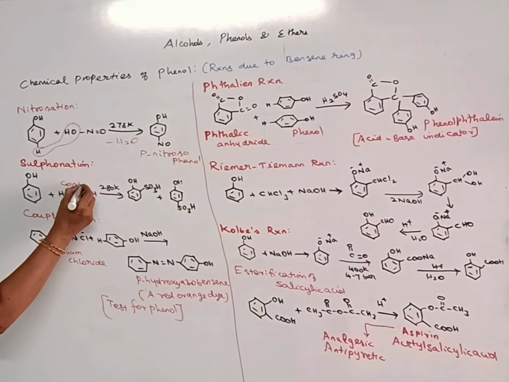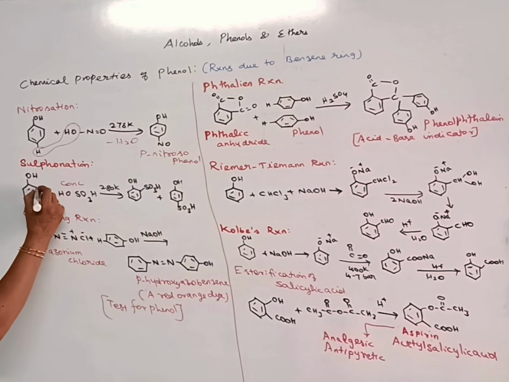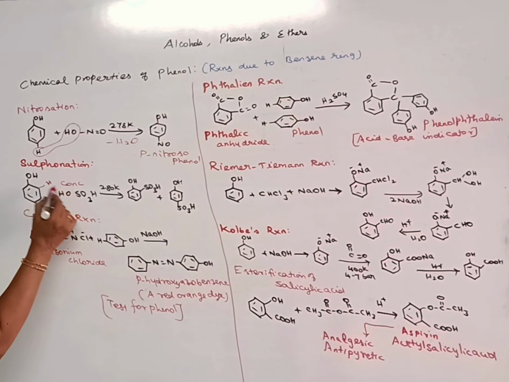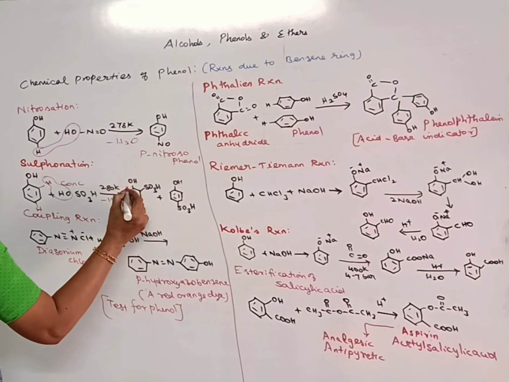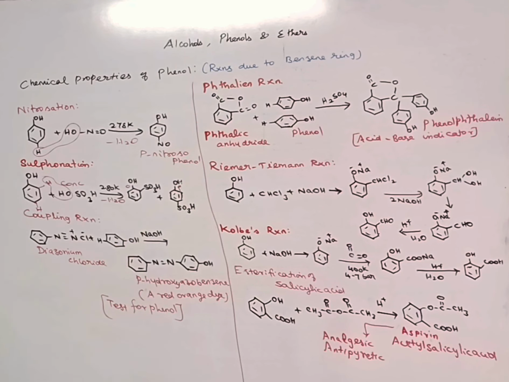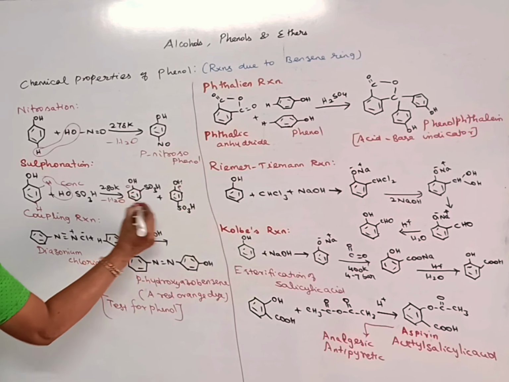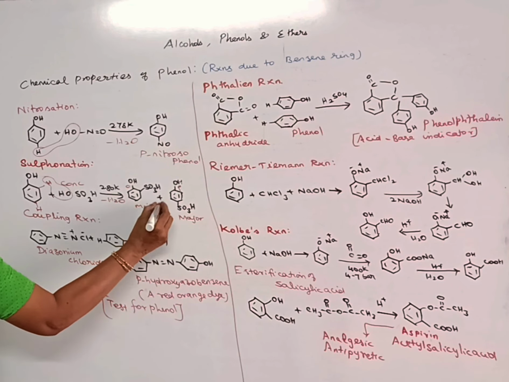Sulfonation is carried out with concentrated sulfuric acid at 280 Kelvin, which can give rise to either ortho or para hydroxy benzene sulfonic acid. So for ortho, these two OH groups may be removed as water, or for para, these two OH will be removed as water. So by the loss of a water molecule, we get ortho-hydroxy benzene sulfonic acid and para-hydroxy benzene sulfonic acid, in which the para isomer is major and the ortho isomer is minor.